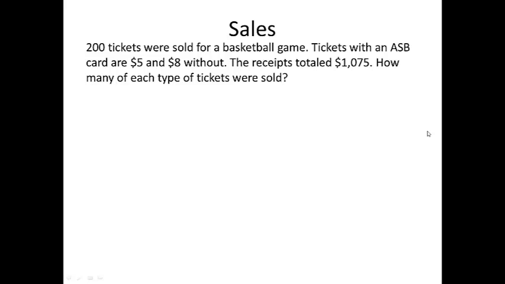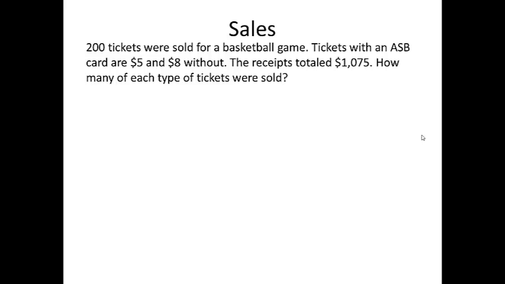All right, one more. 200 tickets were sold for a basketball game. Tickets with an ASB card are $5 and $8 without an ASB card. The receipts totaled $1,075. How many of each ticket was sold?